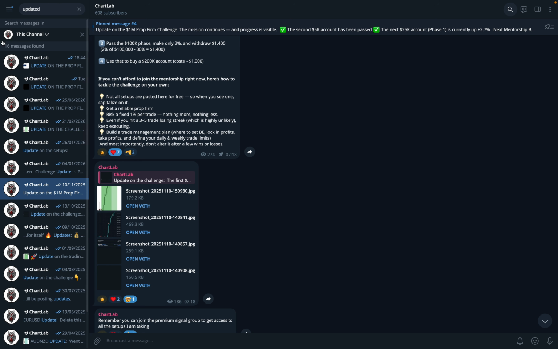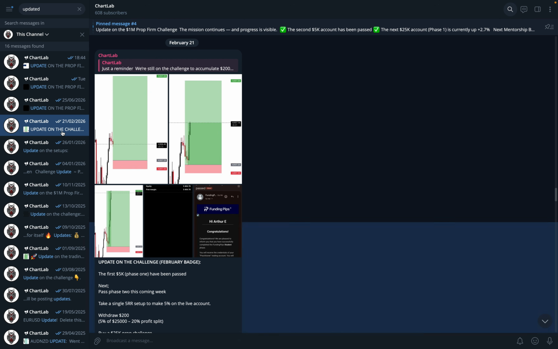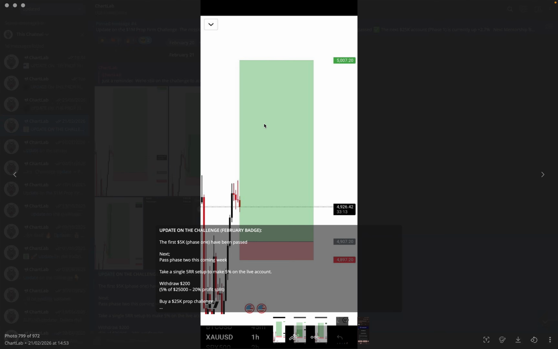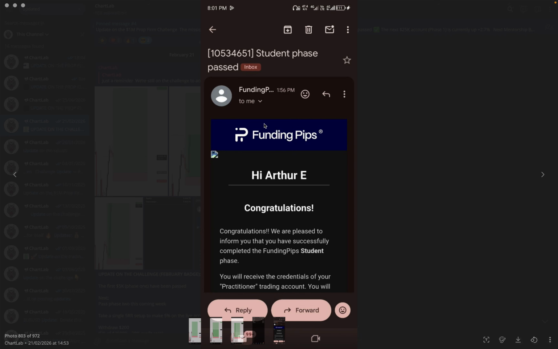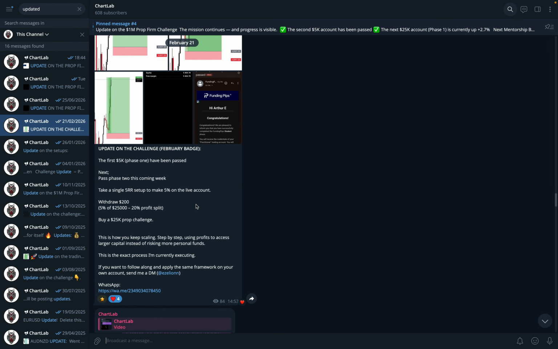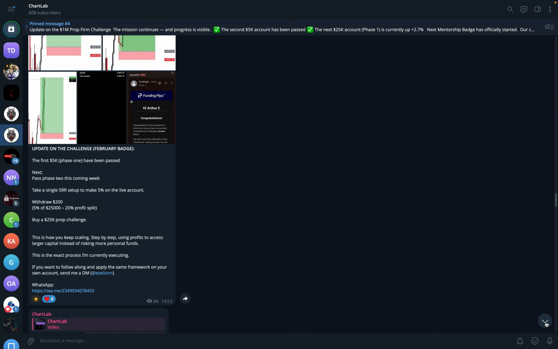If you search update on the challenge, you can see many updates. You can see this one was in February. So every month, this is something I'm doing. You can see I told you guys that the account has been passed, update on the challenge, our first 5k has been passed. So what we are doing is we are going to pass the account, and when we pass the account, we are going to use the money to withdraw from it.